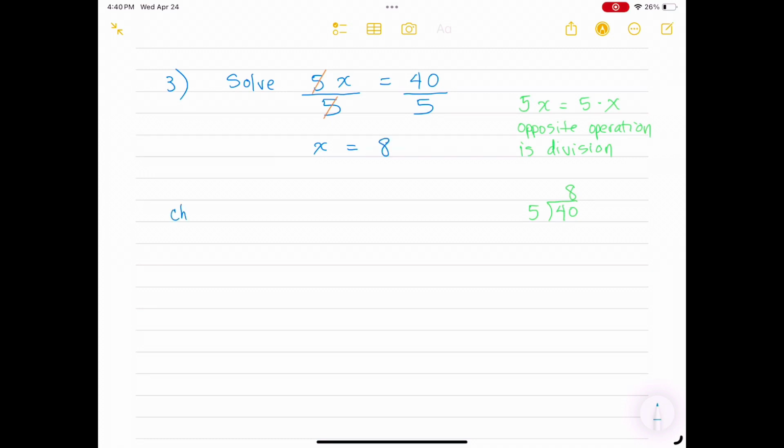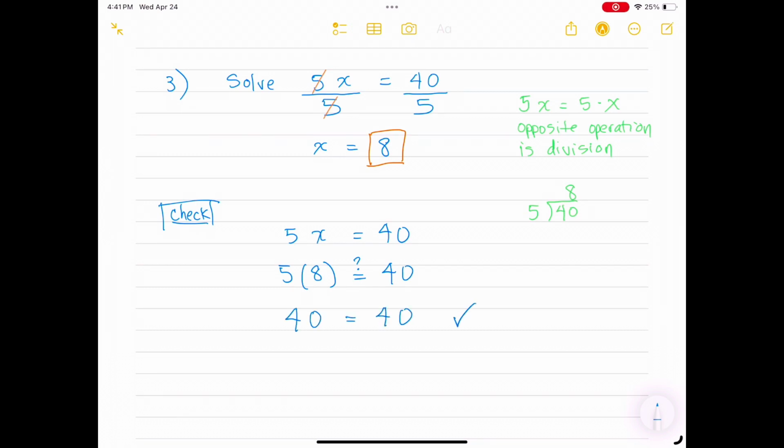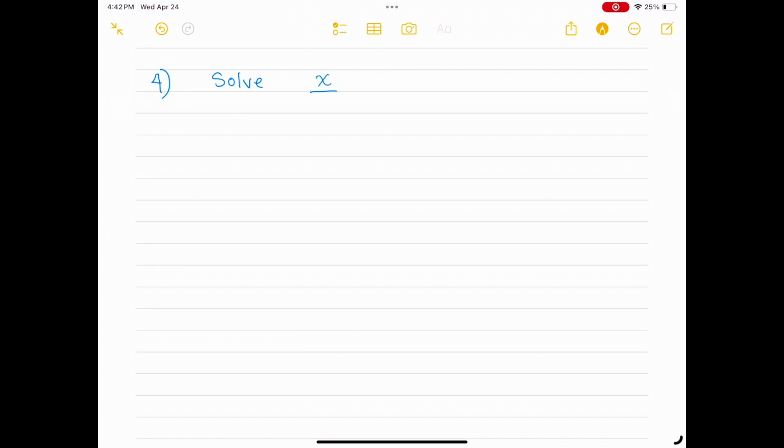So x equals 8, and we double check the answer by plugging 8 back into the original equation, 5x equals 40. So does 5 times 8 equal 40? 5 times 8 does equal 40, so x equals 8 is the correct answer. Example 4. Solve x over 5 equals 40.